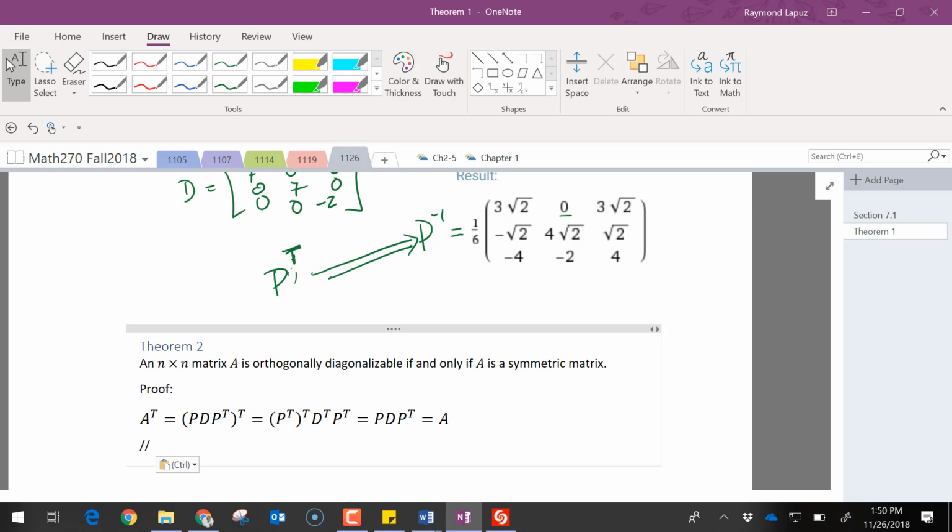All right, here's the second theorem in this section. A is orthogonally diagonalizable if and only if A is symmetric. Oh, so you can only do this for symmetric matrices. Well, that's why symmetric matrices are important. Because now you can orthogonally diagonalize it.